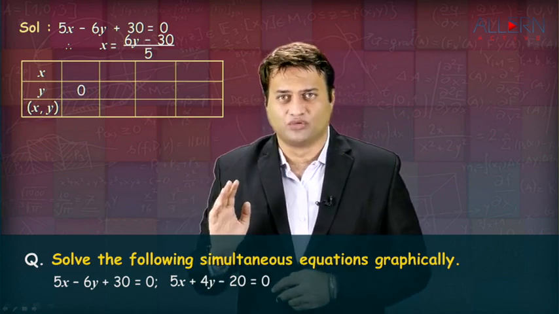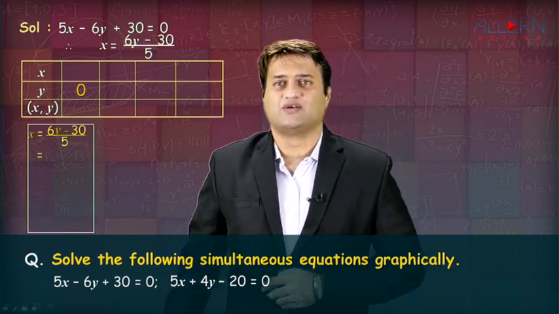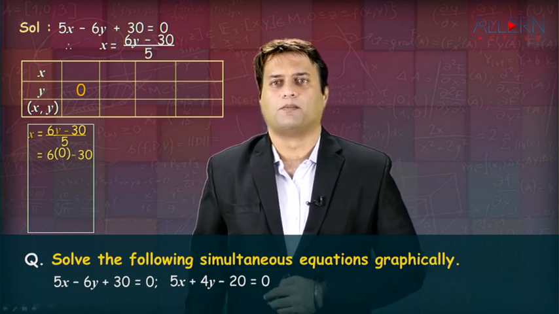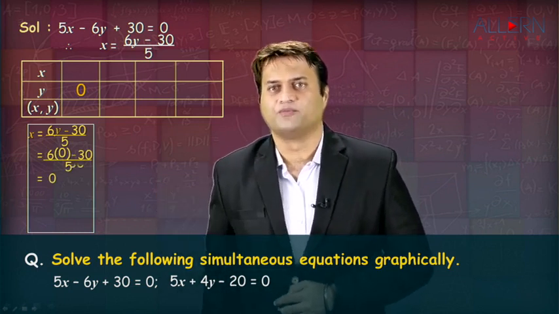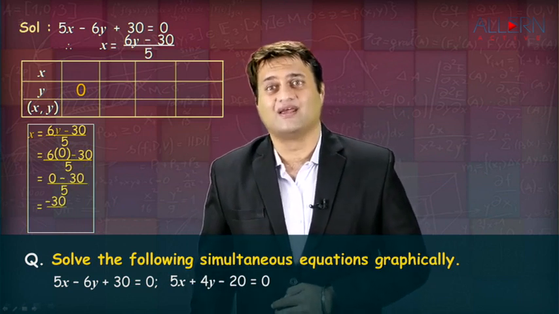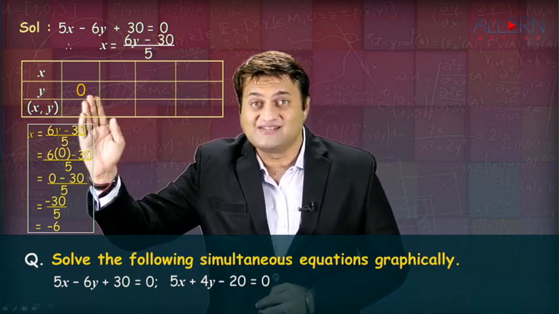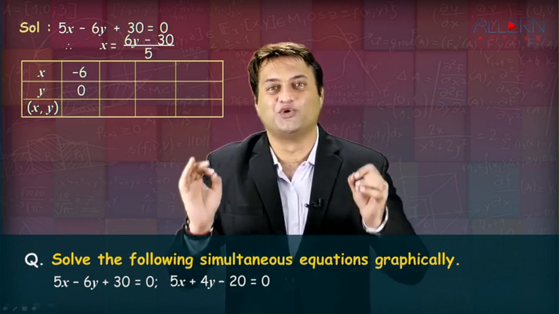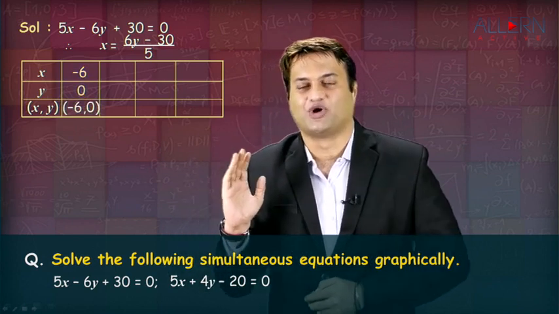Let's start with 0. When y is equal to 0, x is equal to, let's see the calculation, 6 into 0 minus 30 upon 5. 6 into 0 is 0, minus 30 upon 5, which is equal to minus 6. So when y is equal to 0, x is equal to minus 6, an absolutely valid point which can be easily plotted on the graph paper, minus 6 comma 0.